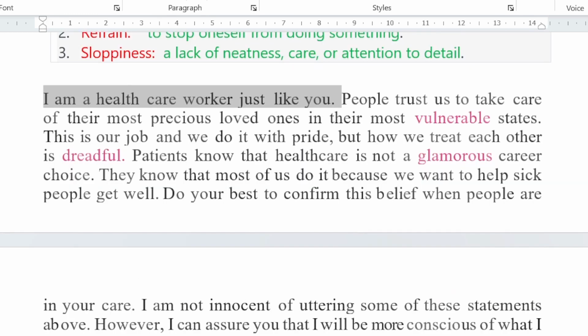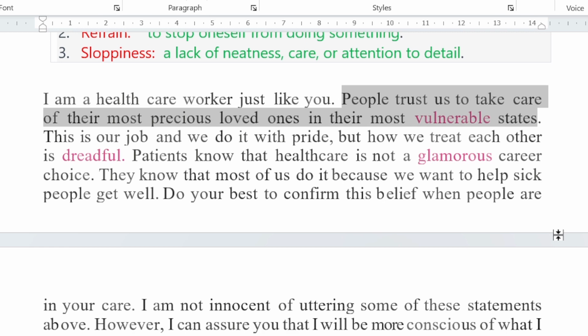I am a healthcare worker just like you. So the speaker is saying that she is also a healthcare worker, similar to them. People trust us to take care of their most precious loved one in their most vulnerable state. So the speaker is talking about how patients and their families trust healthcare workers to care for their loved ones when they are sick and physically or emotionally weak, that is, in a vulnerable condition.